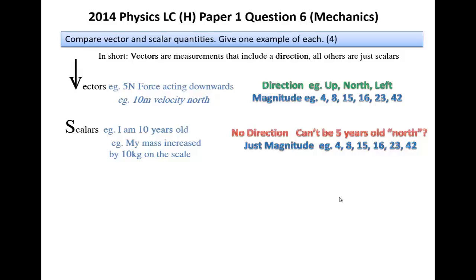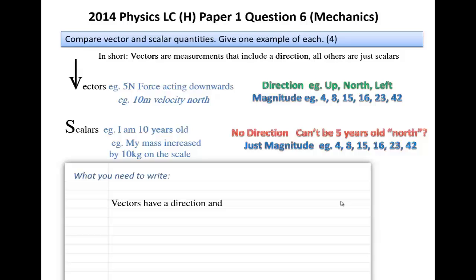That's fine. So what you'd have to write down here is that vectors have a direction and magnitude. Give an example. For example, force. You just say scalars have a magnitude, no direction. Give an example, mass. Just watch it. They generally go in pairs.